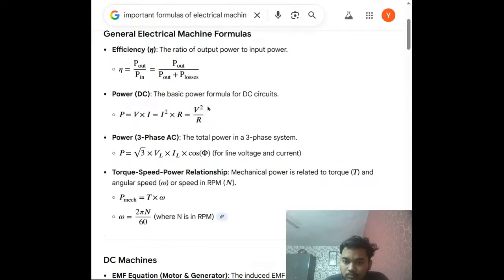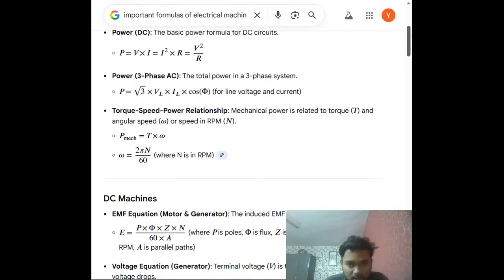Power in DC. How to find the power in a DC circuit? We can find it by V into I, which is the first formula. I square into R is the second formula, and V square upon R is the third. By using Ohm's law, V equal to IR, if we change the value of I, we get V square upon R. By changing the value of V, we get the formula I square into R.